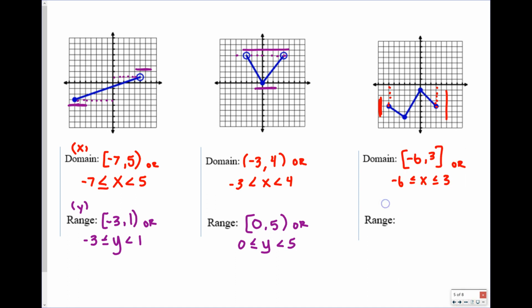Now switch your brain around. Do your very lowest point to your very highest point and count where those y values are. This y value is at 1, 2, 3, 4, 5, 6. So it's at -6. And your highest y value right here is at +1. Both open circles, so we use brackets. And then when we put it in our notation, it will look like this.